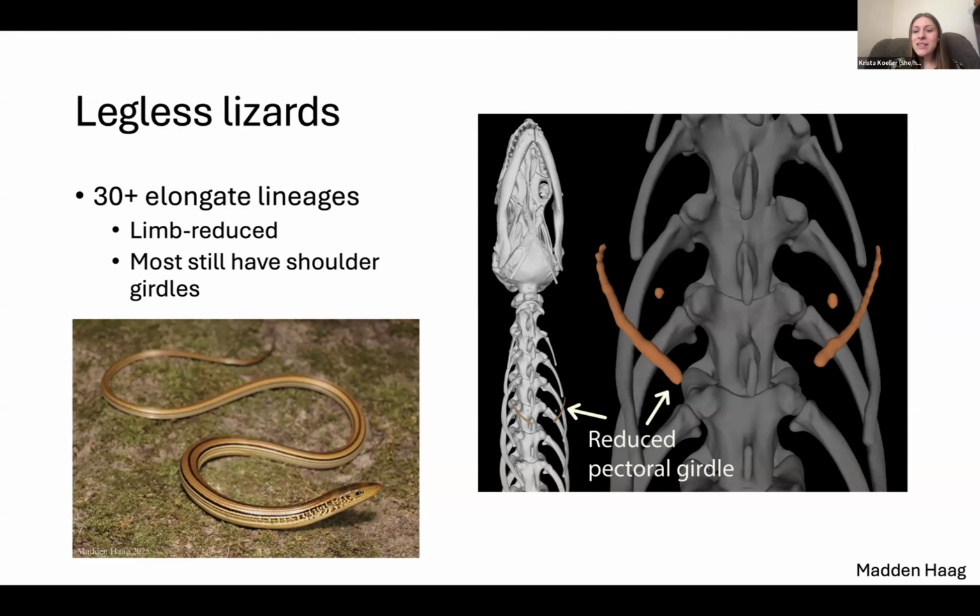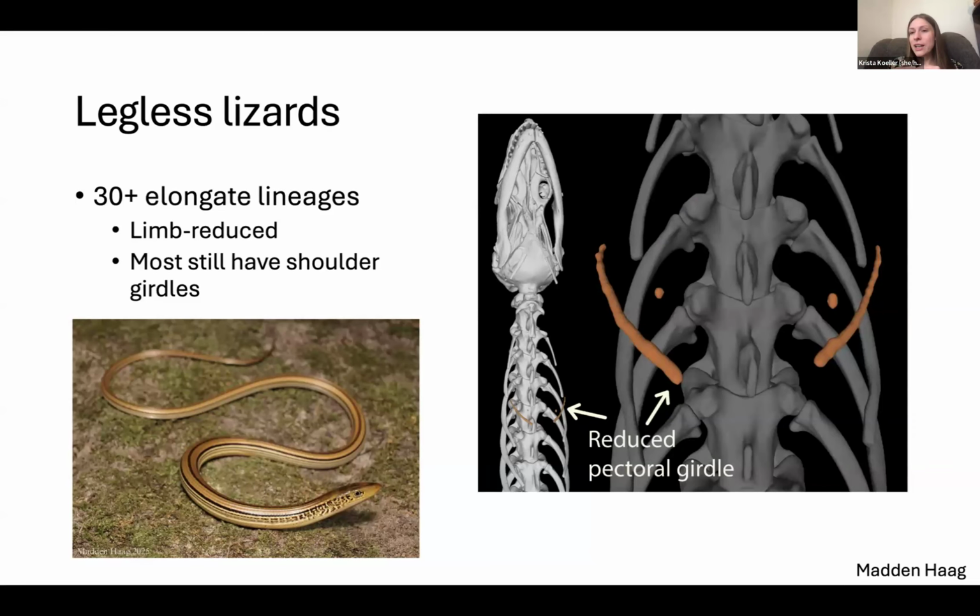But most of them still have a shoulder girdle left. We can see in this figure, they're just kind of sticks. But that is technically a collarbone there and a shoulder blade, even though it doesn't look like it. But this is a way to tell where the shoulder girdle is on the body. So we can do an analysis using all 3 of those markers.